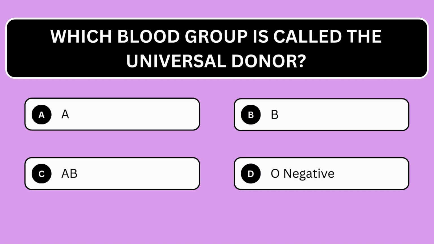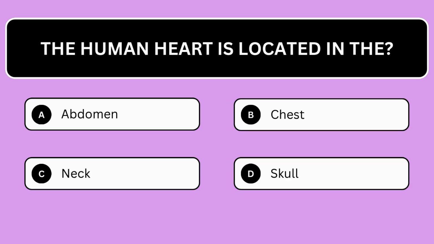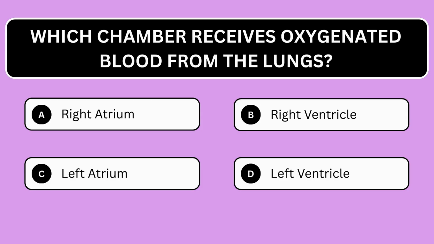Which blood group is known as the universal donor? Which blood group is known as the universal recipient? Where is the human heart located? Which chamber of the heart receives oxygenated blood from the lungs?